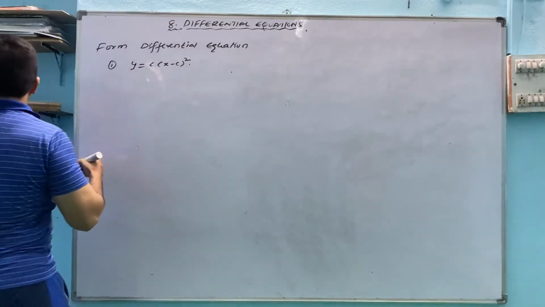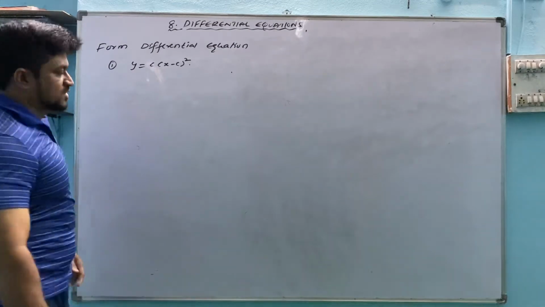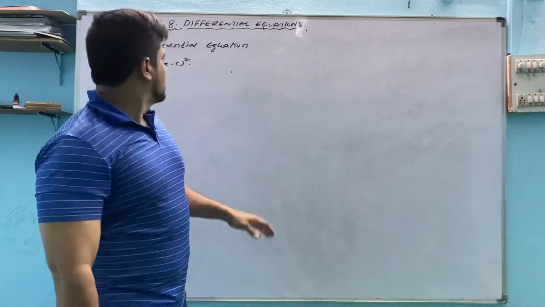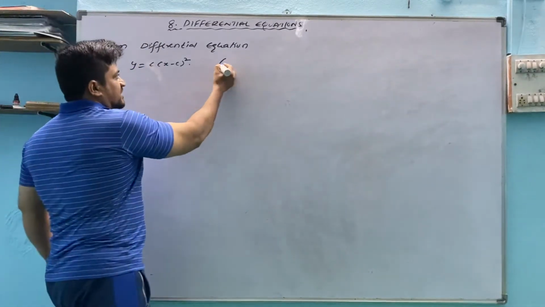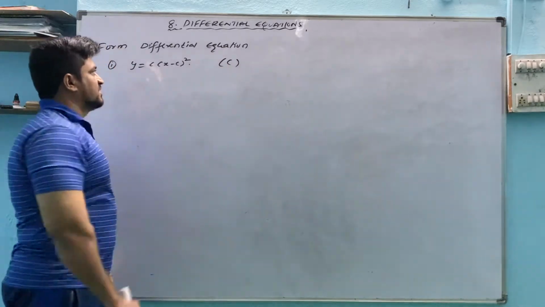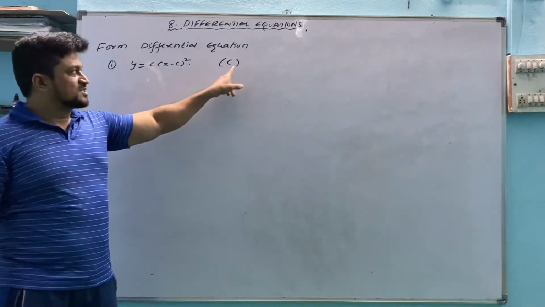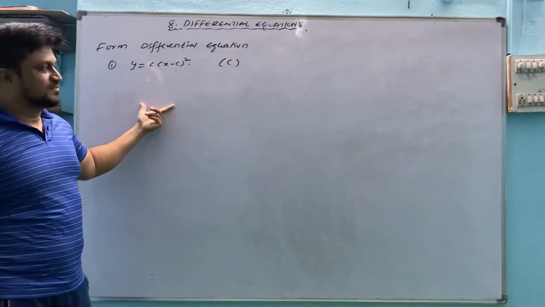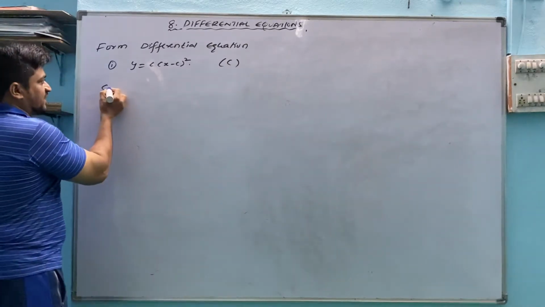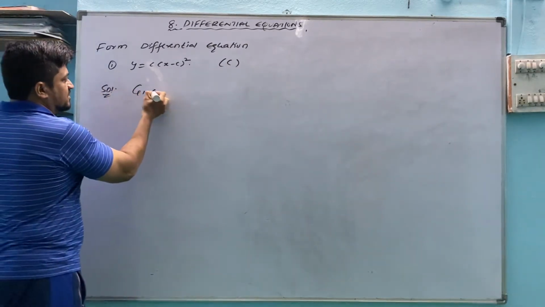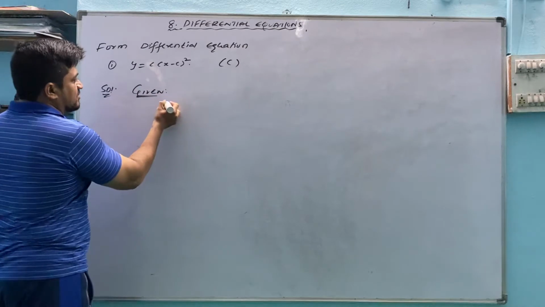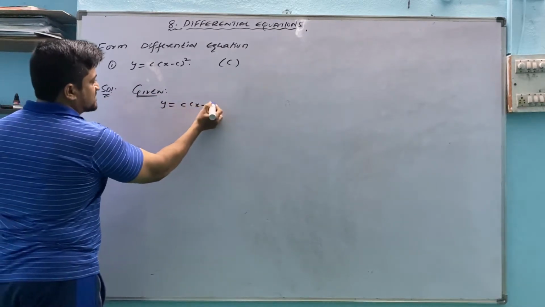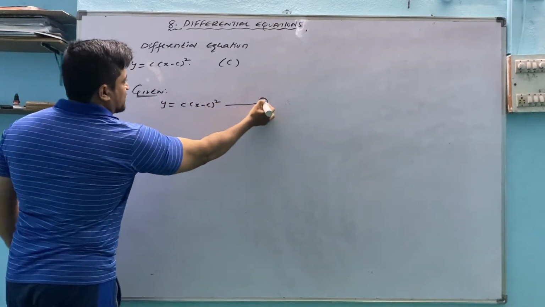See, to form a differential equation, they'll give one parameter. If they give one constant, you have to differentiate only one time. So whatever is given, first write down that one. Given y equals c into (x minus c) whole square, equation 1.